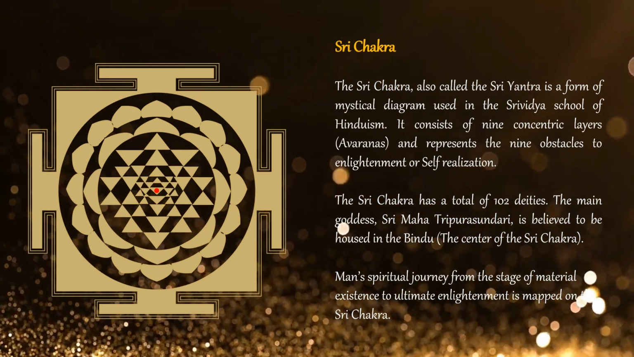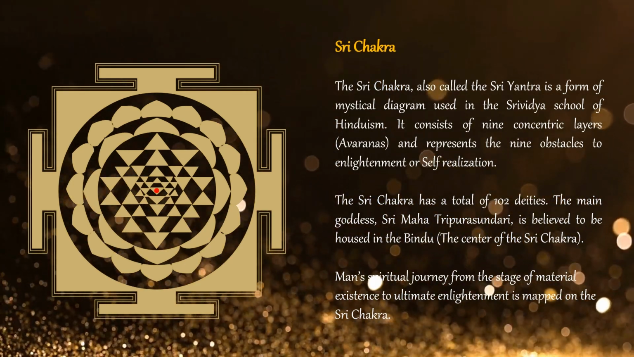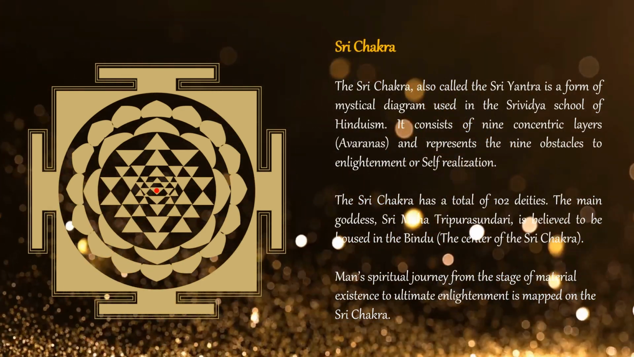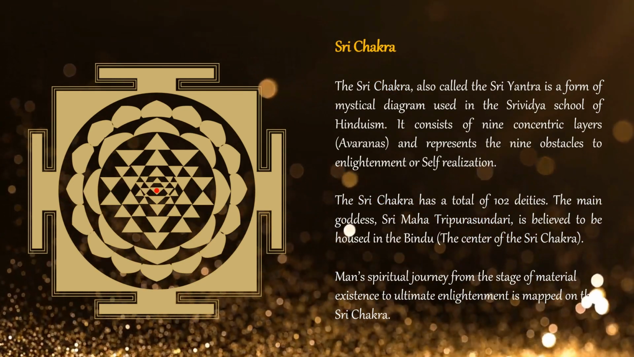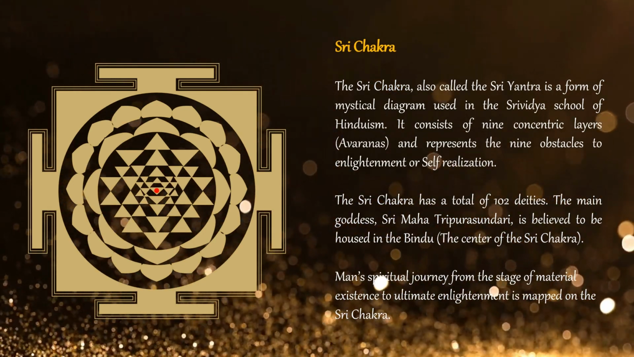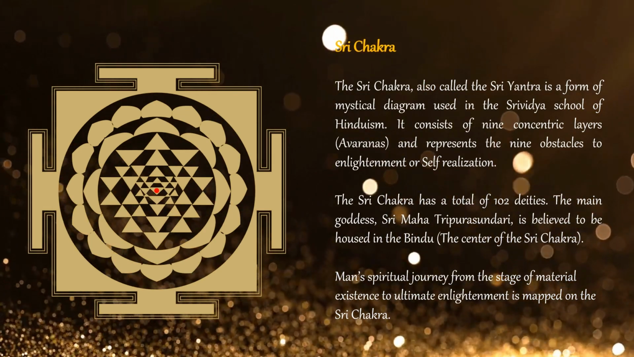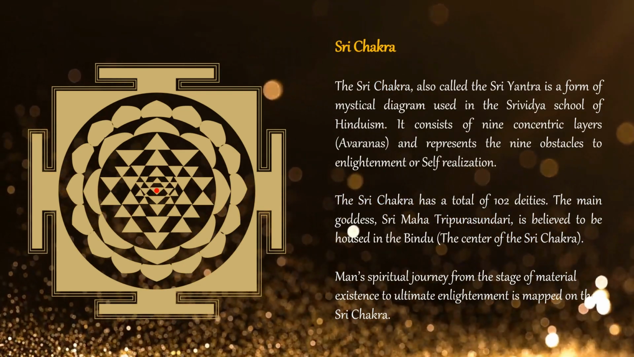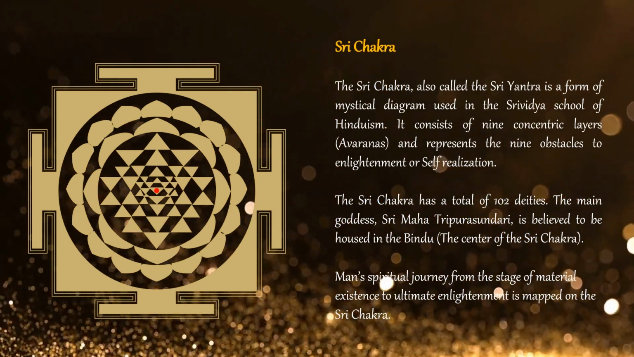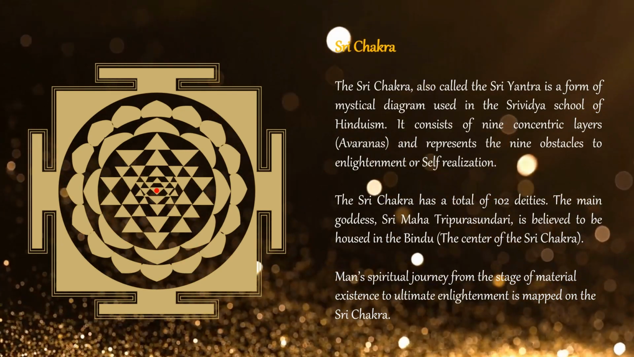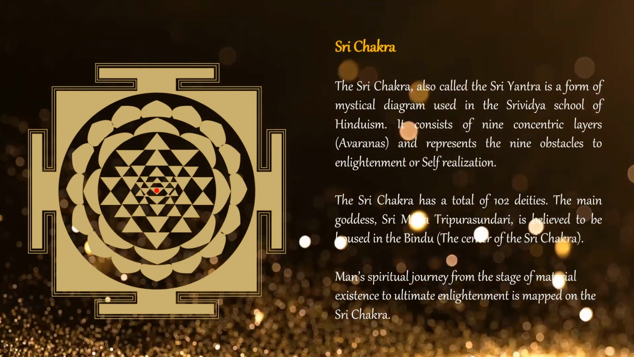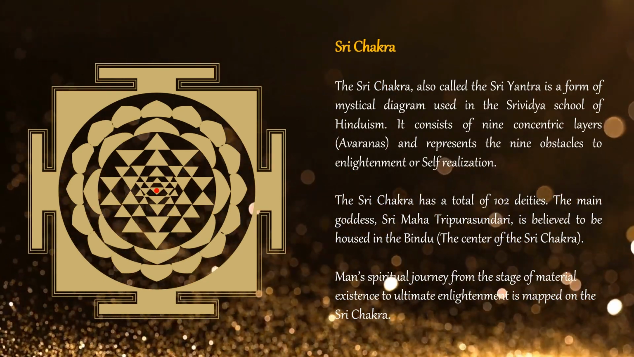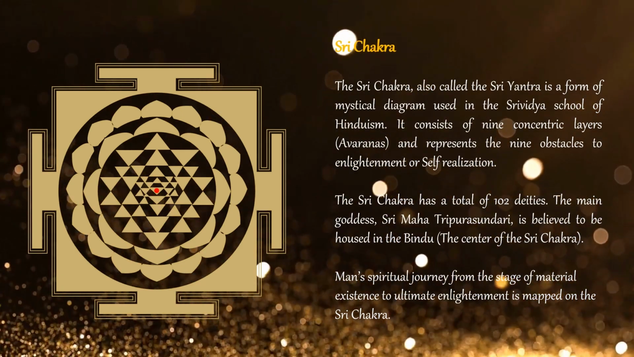The Sri Chakra, also called the Sri Yantra, is a form of mystical diagram used in the Sri Vidya school of Hinduism. It consists of 9 concentric layers, Avaranas, and represents the 9 obstacles to enlightenment or self-realization. The Sri Chakra has a total of 102 deities. The main goddess, Sri Mahatripura Sundari, is believed to be housed in the Bindu, the center of the Sri Chakra. Man's spiritual journey from the stage of material existence to ultimate enlightenment is mapped on the Sri Chakra.